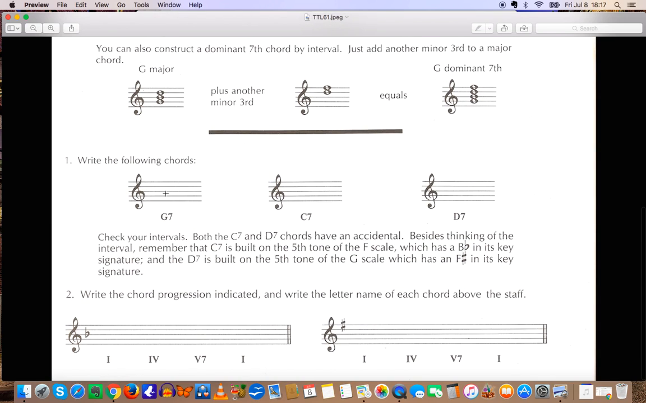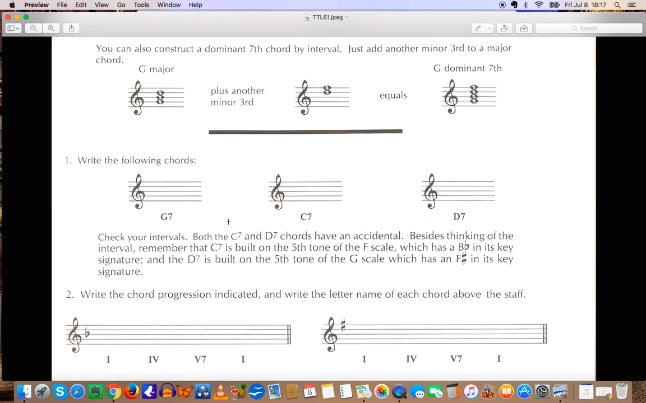Now I want you to notate the following chords on the staff and watch your intervals. You need a major third, and on top of that, a minor third, and on top of that, another minor third. So watch your intervals and use accidentals if you need to. You need to make it a major third or a minor third.